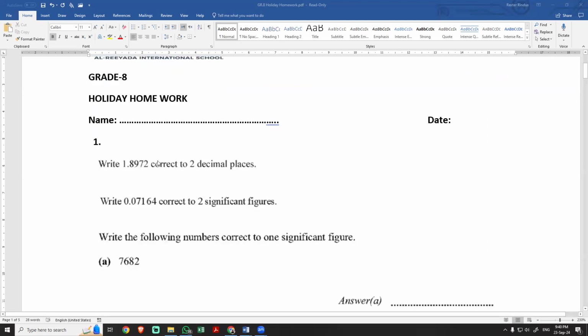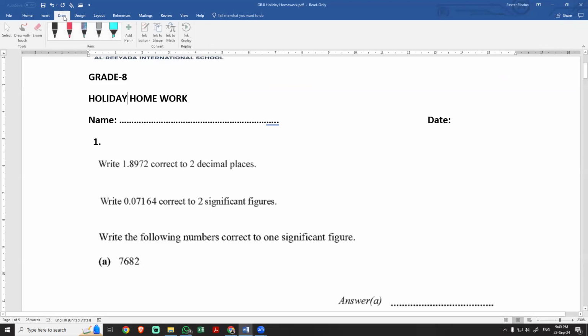We'll start by going through each question, and let's provide an answer on the side also. So the first question says that this numerical value should be given to two decimal places. Technically speaking, the two decimal places only belong to 8 and 9.